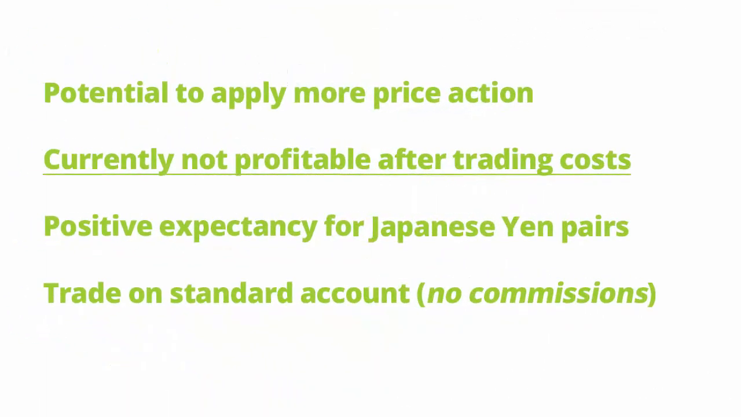As you can read from the backtesting results, this strategy is not profitable after trading commissions and spreads over the 28 pairs. However, its expectancy over the Japanese yen pairs are positive. This could mean that perhaps this strategy identifies price action for Japanese yen pairs better than the rest.